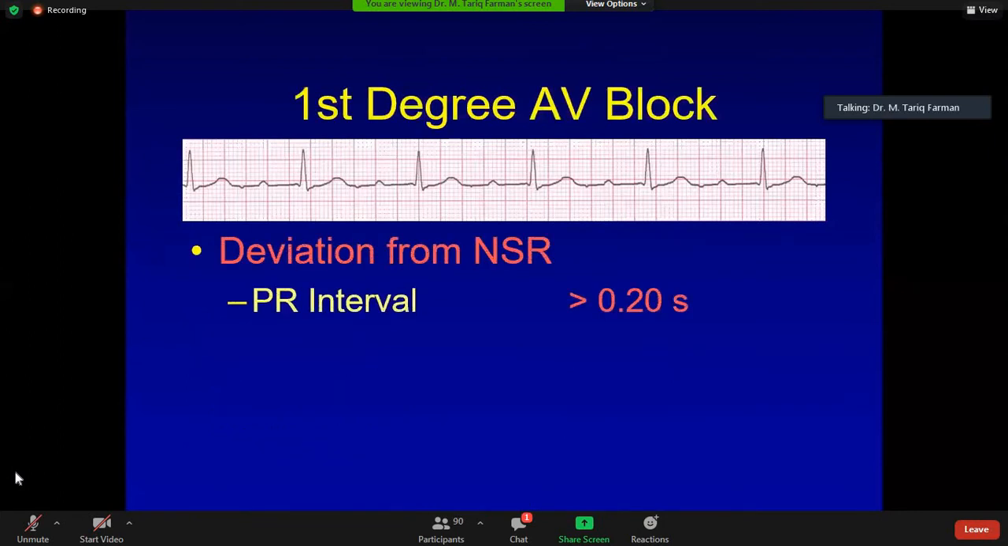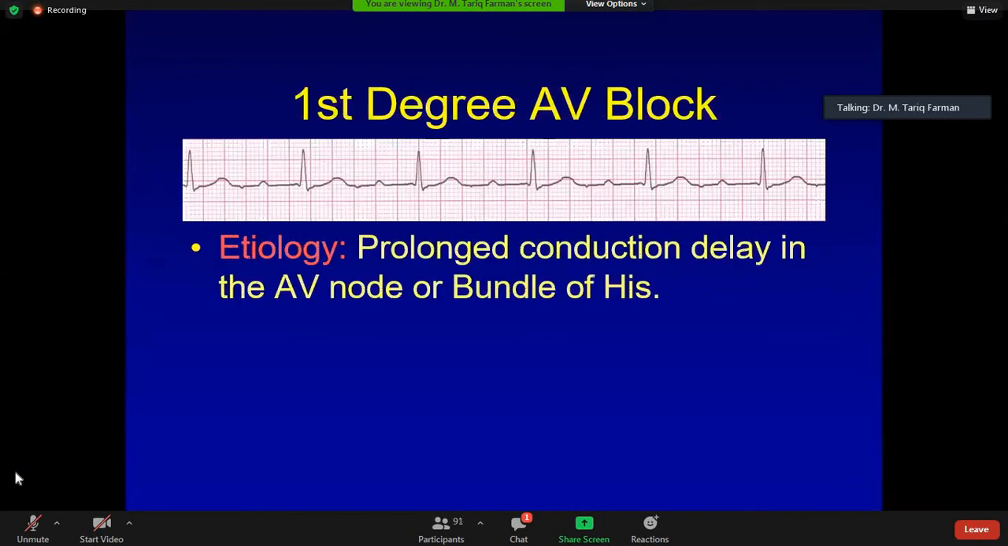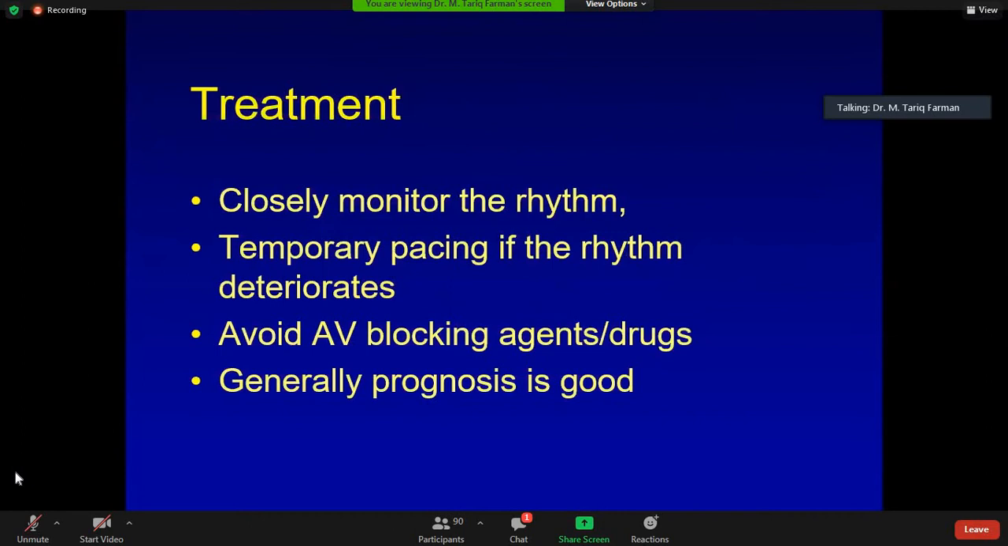The deviation from normal sinus rhythm: PR interval is more than 0.2, and the etiology is prolonged conduction delay in the AV node or bundle of His. How will you treat this kind of patient? You should closely monitor the rhythm, and the patient may need temporary pacing if the rhythm deteriorates. If the rhythm is not deteriorating, it's constantly first degree AV block, not transforming into the second degree or third degree, then there is no need of inserting the temporary pacemaker.